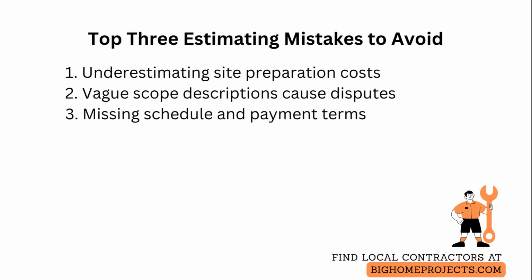Another issue is vague scope descriptions that create client expectation misalignment. So use clear, specific sentences, state mix design, finish type, edge details, and curing time, and attach a short scope checklist the client initials. A third problem is failing to include schedule and payment terms, which causes cash flow problems.